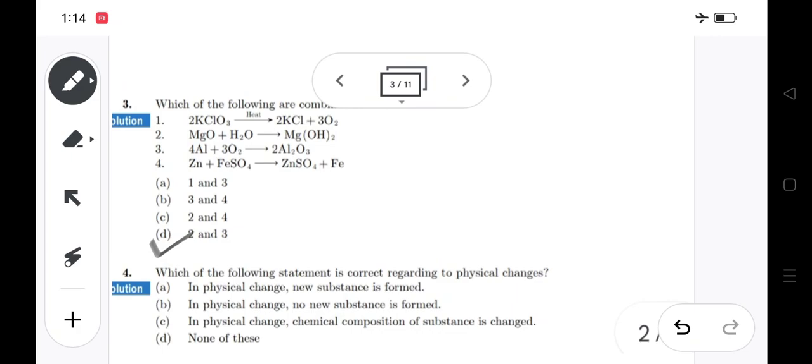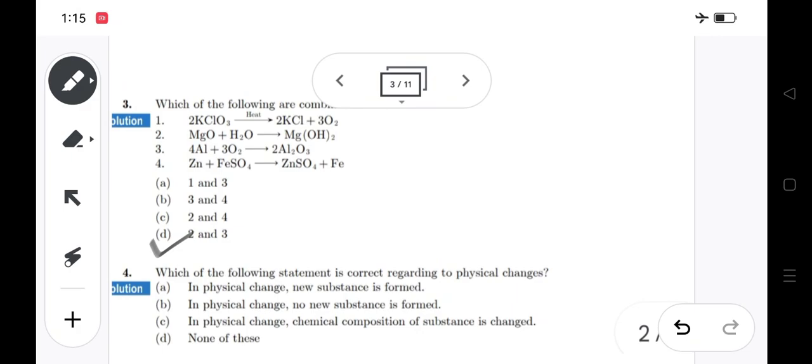Now, next question. Which of the following statements is correct regarding physical changes? See, physical changes are temporary changes. No new products are formed. Only physical properties are changing. So, considering the facts of physical change, try to answer this question.